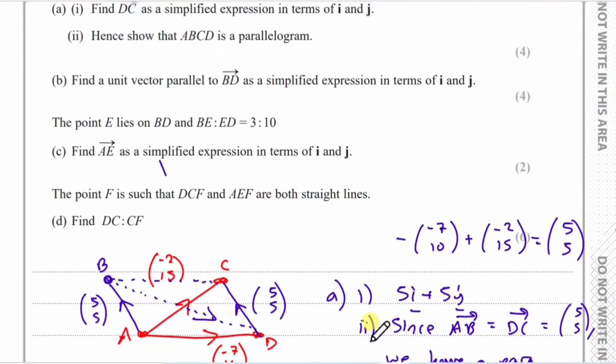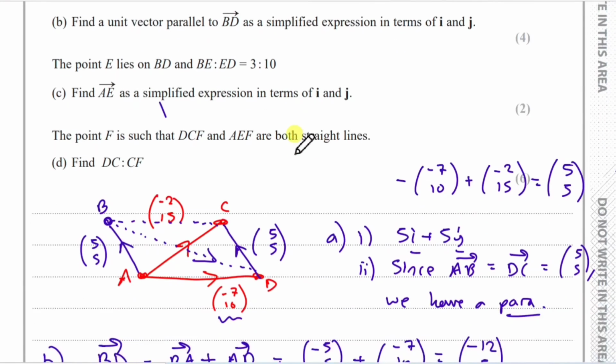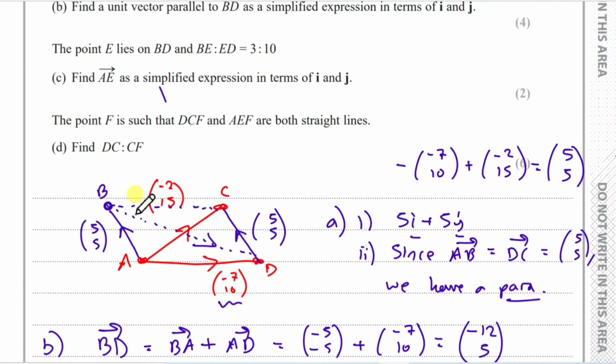Okay, so now for the next part, it says the point E lies on BD such that BE to ED, the ratio is 3 to 10. So what I did, I drew a dotted line from B to D, so that's our vector arrow. And it's saying that it's closer to the first 3 parts here, whereas the rest of the 10 parts there. So it's probably somewhere here. This could be roughly where it is. You know, it's pretty close to B, but far away from D. So they want us to find AE as a simplified expression.